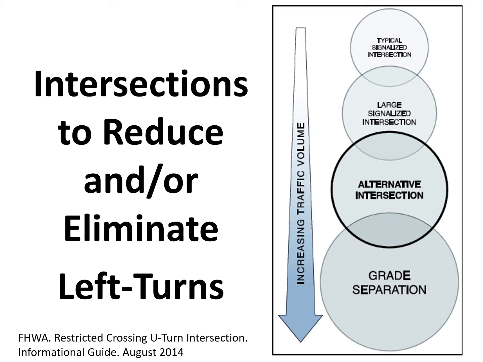So the Federal Highway Administration has this great image showing as traffic volumes increase, you may exceed the capacity of typical signalized intersections or large signalized intersections, but you're not quite at the level of a grade separation. And this is where those alternative intersections come in, and typically those involve some way of adjusting those left turns.